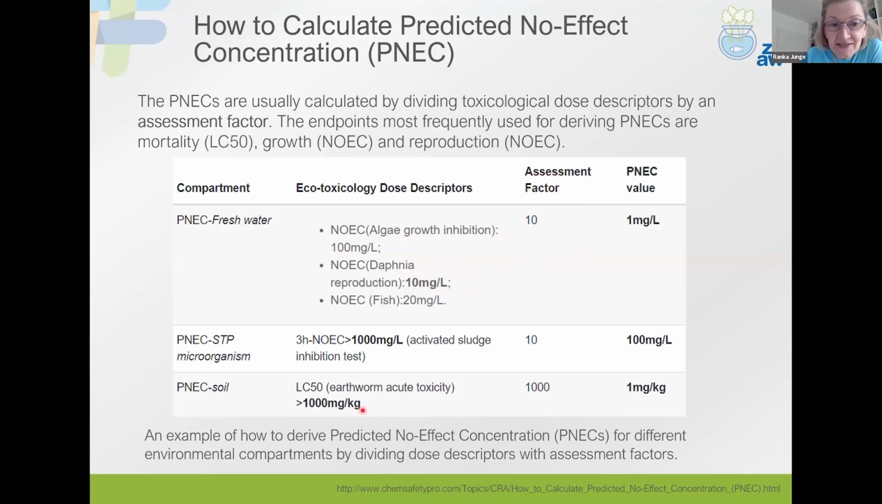So in this case, for instance, and to be sure, you can always take a bit more conservative measurement. The bigger the assessment factor you postulate, the more sure you can be that there will be no problems.